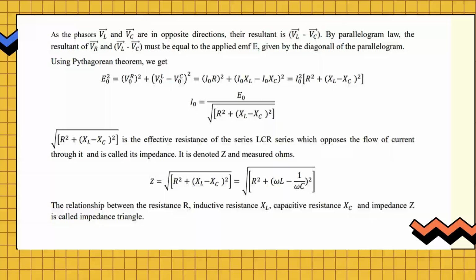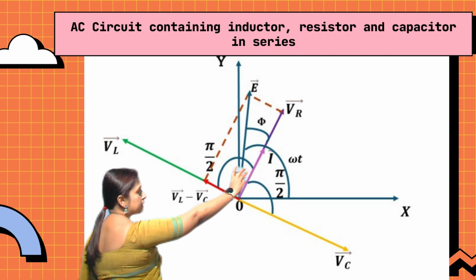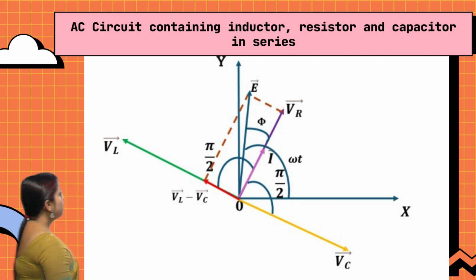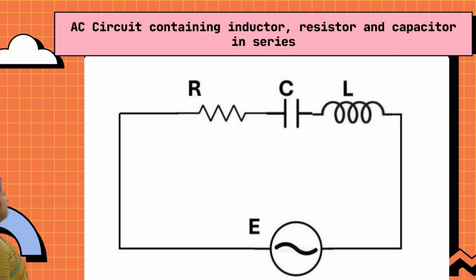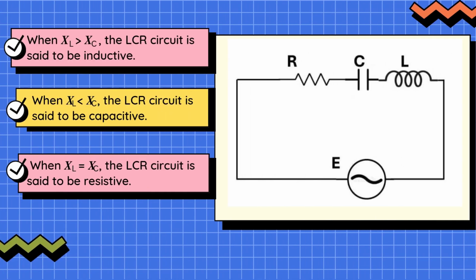is called the impedance triangle. Here you can see the phasor diagram for the circuit of an AC source containing inductance, capacitance and resistance in series. In such a circuit, if the inductive reactance is more than the capacitive reactance, the LCR circuit is said to be an inductive circuit. If the inductive reactance is less than the capacitive reactance, the circuit is said to be a capacitive circuit.